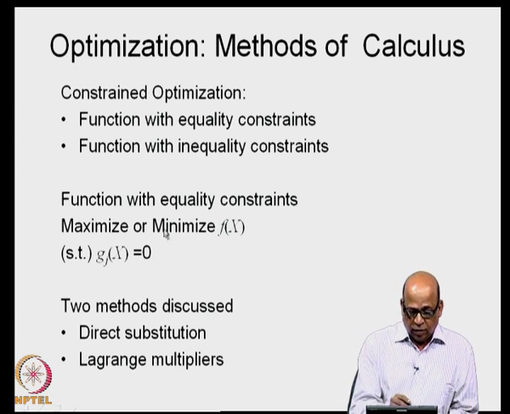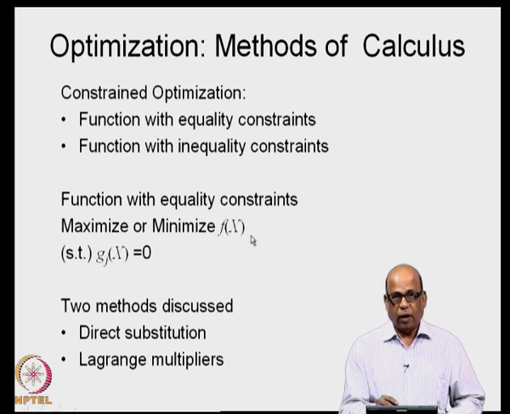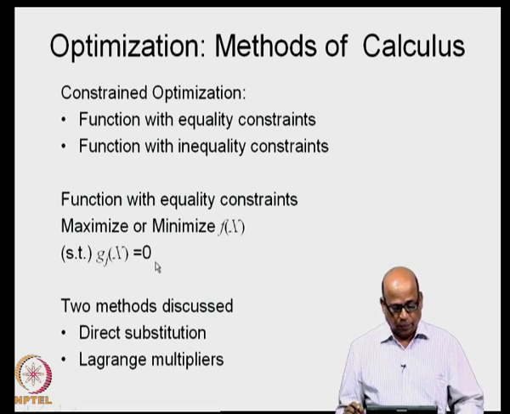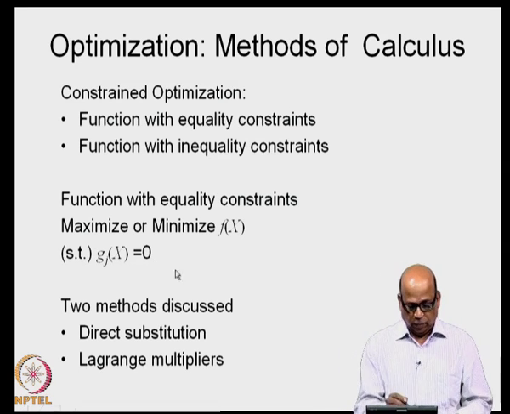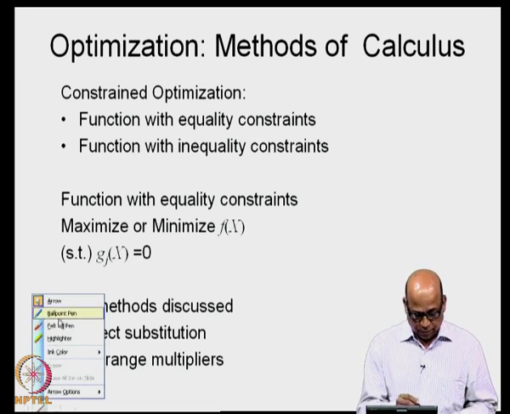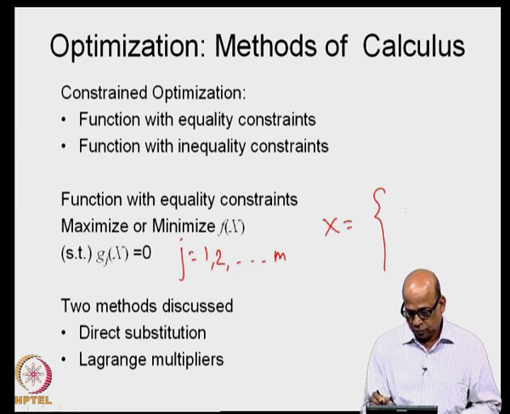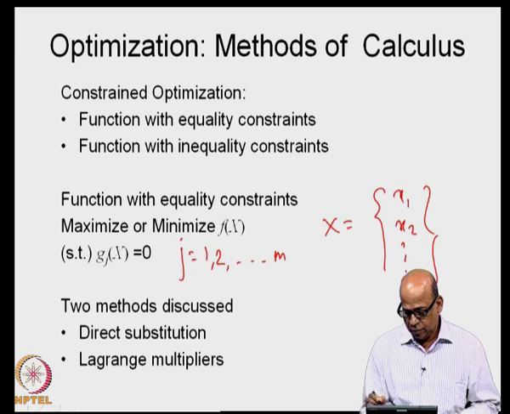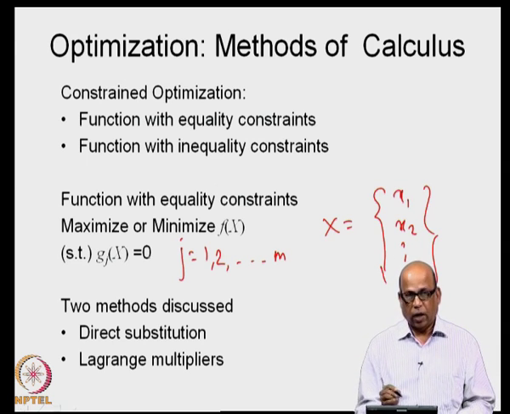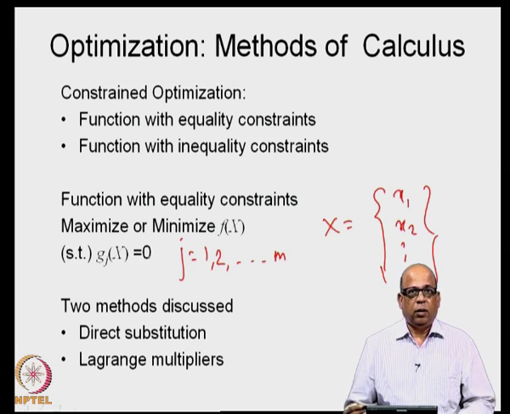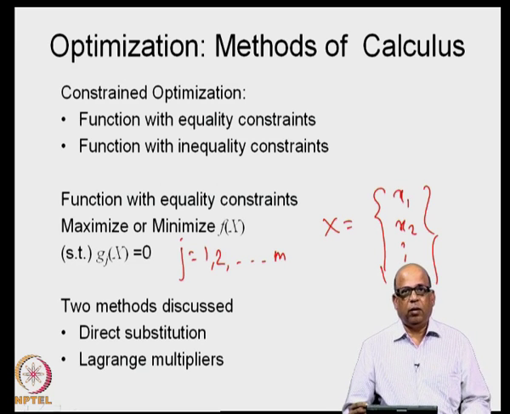How do we state that? Maximize or minimize f of x subject to g j of x is equal to 0, and this is for j is equal to 1 to m. And x is a vector x1, x2, xn. It has n variables and we have m number of constraints.